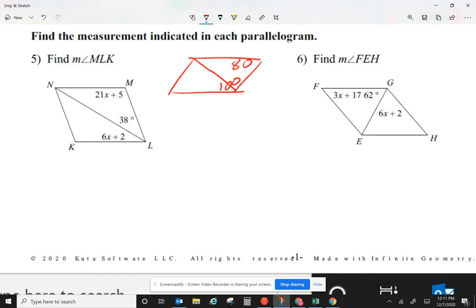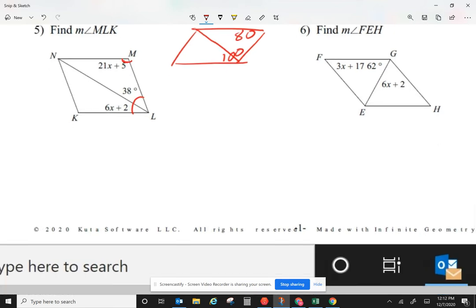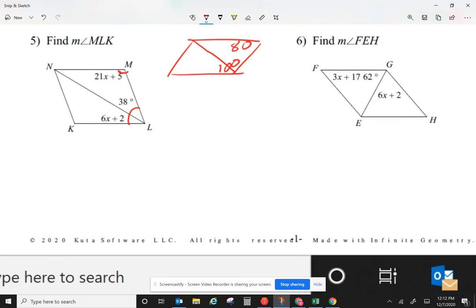So when I look at question number 5, this entire corner, angle M, if I add those two angles, so if I go 21x plus 5 plus 38 plus 6x plus 2, this is going to equal 180. Once again, in my example from the beginning, one angle was 80, the other angle was 100. Just because I draw a diagonal doesn't mean the whole corner changes. I just cut my 100 into two pieces.